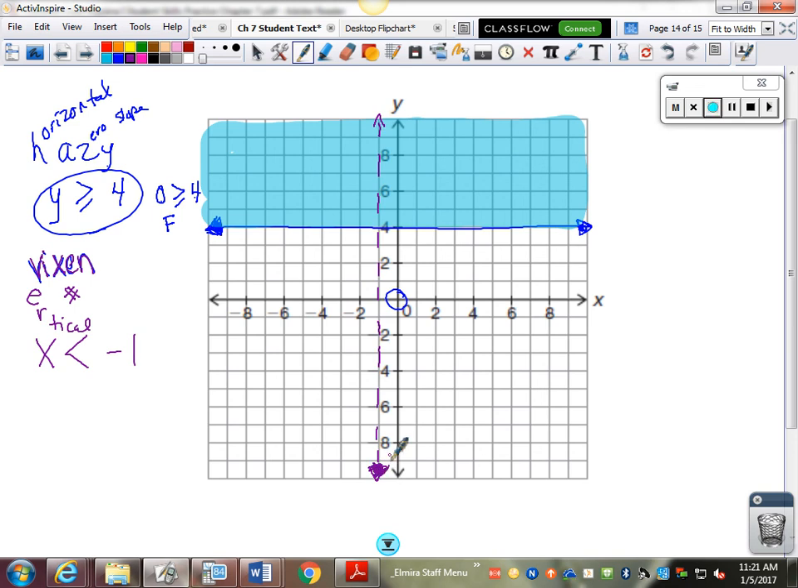And then in terms of shading, I can still use the (0, 0) test, except I don't have a 0 for y. Is 0 less than -1? No, that's false. So I am going to shade away from the origin.